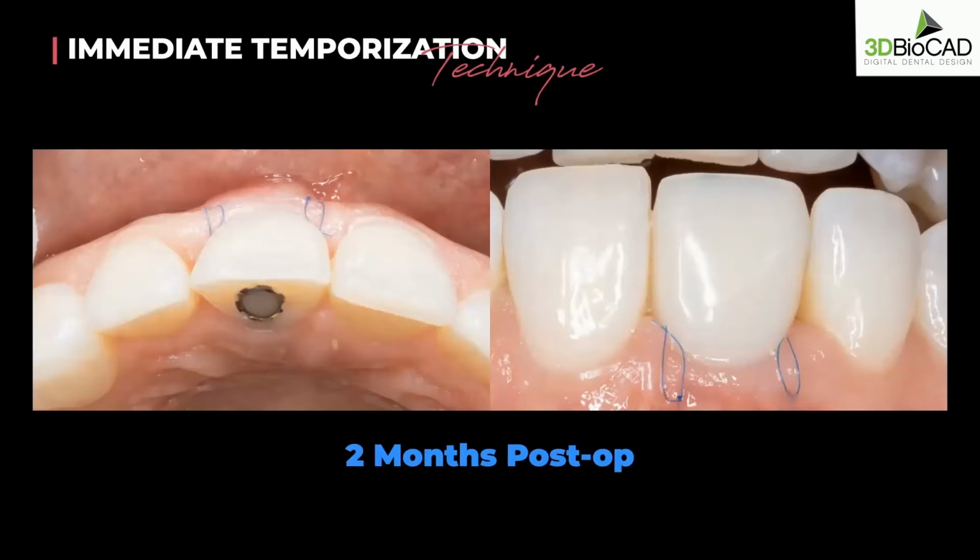So I have tried many different techniques to do the immediate temporization, and I find that this, although you do need to have your lab, or if you have an in-house lab, you have to have your in-house lab make this temporary shell with the wings, I think it's worth it because first, it's very, very accurate. So it positions the teeth in the correct position. So you don't have to struggle positioning the temporary in the correct position. And it actually saves you a lot of chair time when you're doing this. So I highly recommend this technique if you haven't tried it yet.